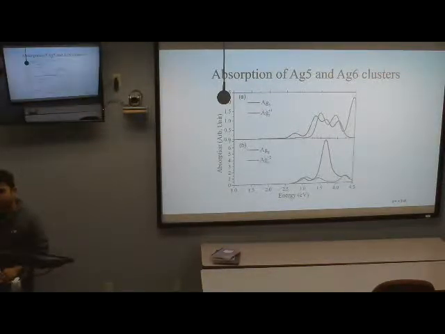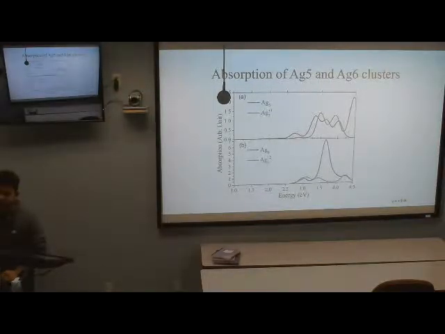So for silver clusters, you cannot do things like you did in 2008. You cannot split transitions into only core, like the core of the nanostructure, and only ligand. All low energy transitions are hybridized.